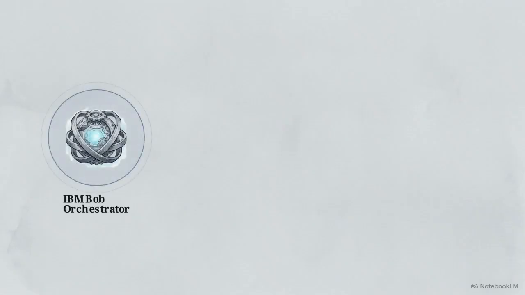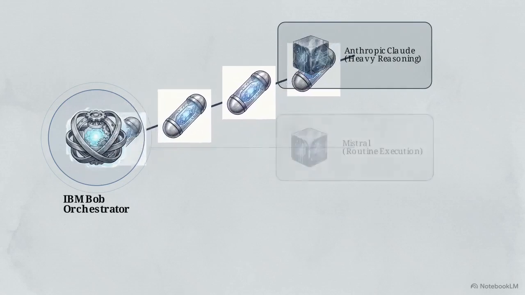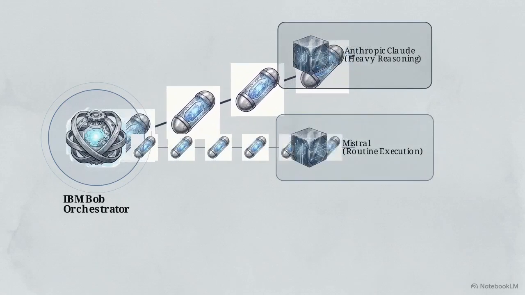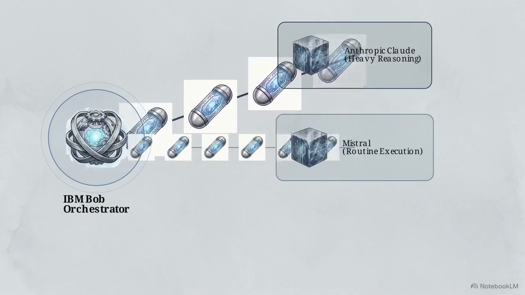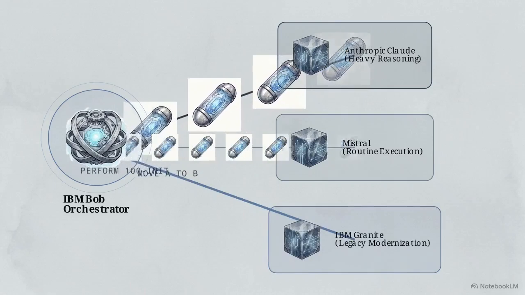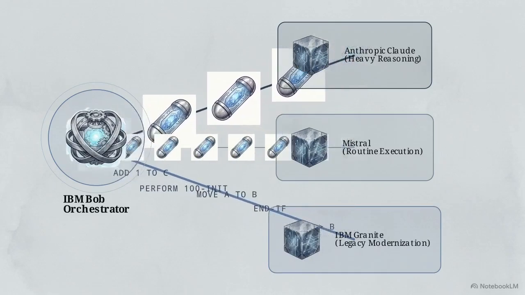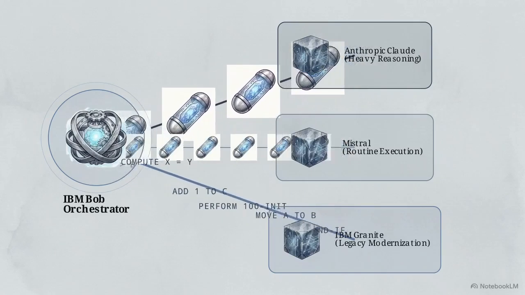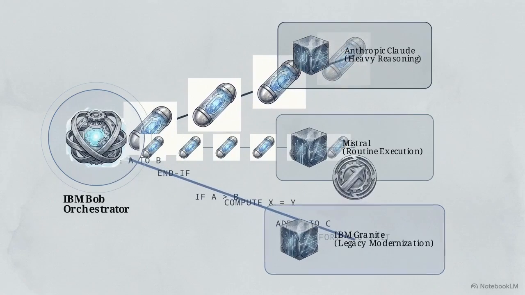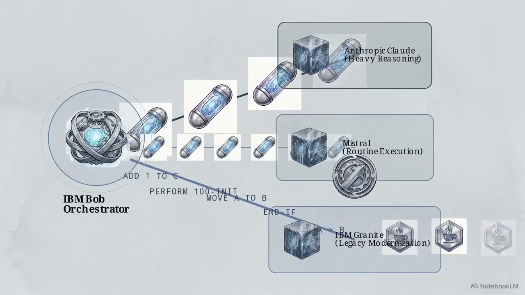For heavy reasoning tasks like system scoping and architect mode, the engine routes data to Anthropic Claude to maximize accuracy. Simultaneously, routine formatting or minor refactoring tasks are sent to open-source models like Mistral to ensure near-zero latency. But enterprise engineering often involves massive legacy modernization, such as translating decades-old COBOL or RPG into modern Java. The designated specialized target for these dense workloads is the IBM Granite family of models.